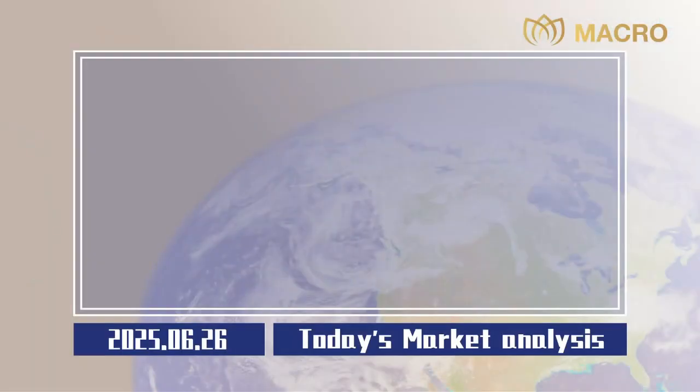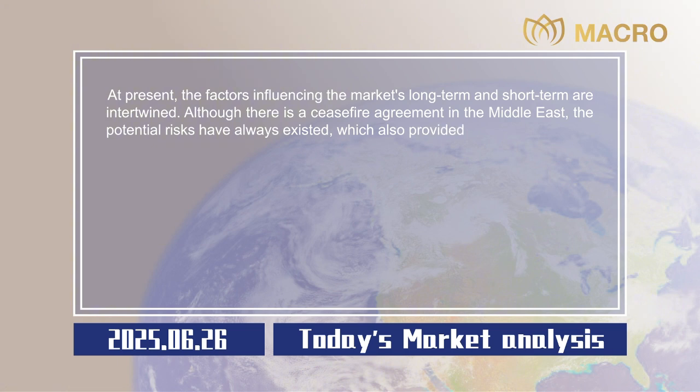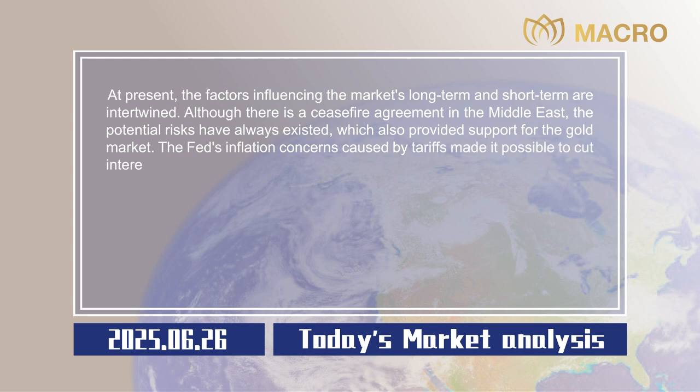Market analysis. At present, the factors influencing the market's long-term and short-term are intertwined. Although there is a ceasefire agreement in the Middle East, the potential risks have always existed, which also provided support for the gold market. The Fed's inflation concerns caused by tariffs mean that interest rate cuts in the future may face a delay, which suppressed the gold price.